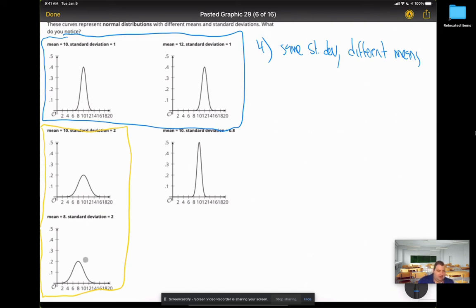And if we look at these, again, notice the bells look exactly the same. They have the same height. They're spread out the same. This one is just shifted to the left of this one, since this one only has a mean of 8. So that's what happens when you have the same standard deviation and different means. The bell parts look exactly the same. In other words, they have the same height.